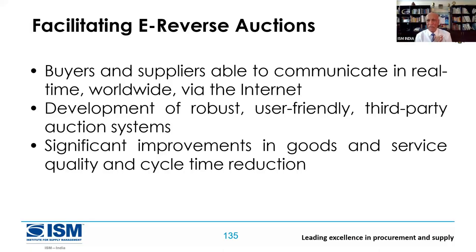Like we say, procurement and marketing are 2 sides of the coin. Today you are the buyer, and the supplier sits in front of you. If you change seats, the supplier sits in your seat and you become the marketing guy. So it's basically 2 sides of the coin, nothing different. Skill sets are more or less common, except the marketing guy has to be an extrovert, a very good communicator. Now I think the same skill sets are required in procurement also. Development of a robust, user-friendly third-party auction system brings significant improvements in goods and service quality.